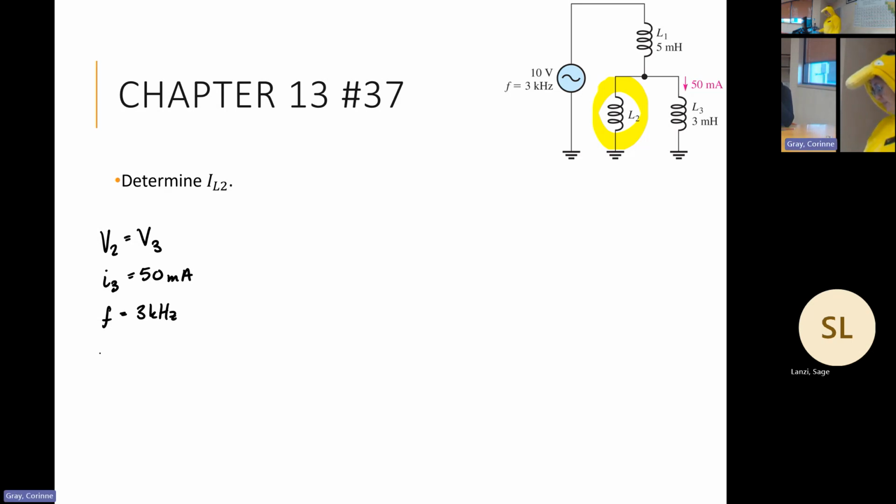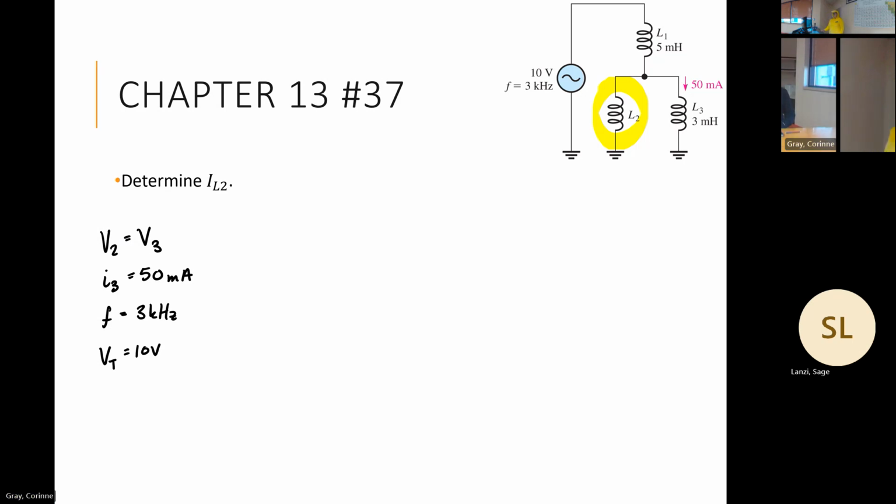We're not 100% sure. It might be the peak. It probably is, but in this case, we're just going to call it VT. It's the total voltage that is being supplied into the circuit. So that's going to be 10 volts.